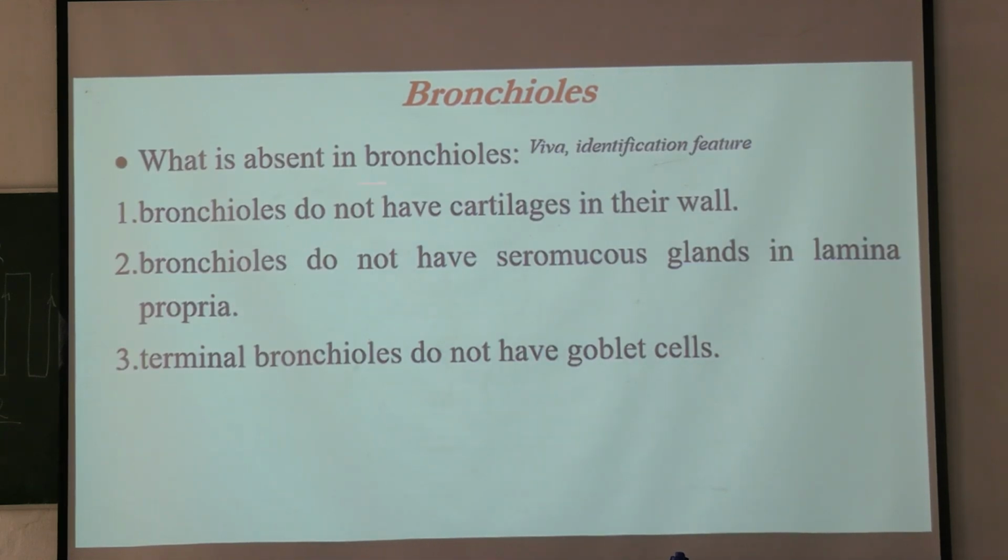Okay, so what is absent in bronchioles? Bronchioles do not have cartilage in their wall, and bronchioles do not have seromucous glands in lamina propria, and terminal bronchioles do not have goblet cells. Okay, so these are important for your viva and MCQs.